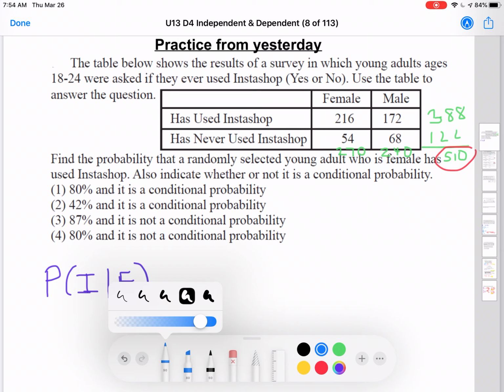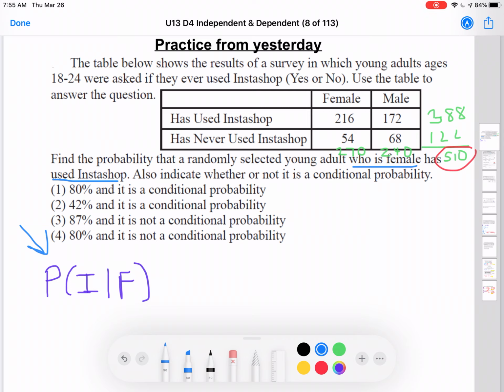All right, so this is a tricky conditional because the word "given" isn't there. But look, find the probability that a randomly selected young adult who is female, so that's the condition, has used InstaShop. So that's why we have to write it like this: probability of InstaShop given female. Female is the condition. I wanted to show you a harder conditional question. And then this one does say indicate whether or not it's conditional.